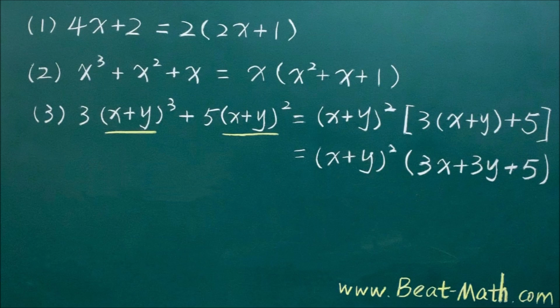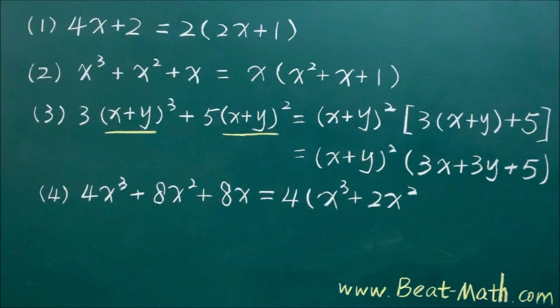For the last 3 examples, we just need to factor out the number part or the variable part. Quite often, we must factor both. Take this one for example. 4x cubed plus 8x squared plus 8x. If we just factor out the number part with the greatest common factor of the numbers, we get 4 times the quantity of x cubed plus 2x squared plus 2x.